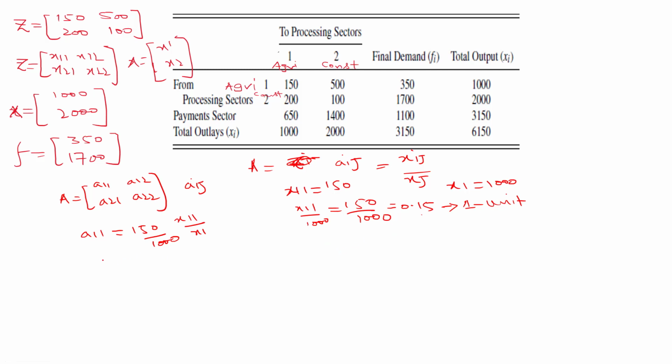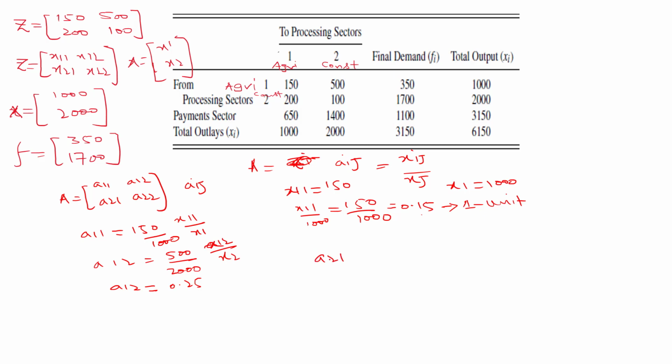Similarly for A12, the value is 500. So 500 divided by X2, because industry 1 is providing to whom? To industry 2. And what is the total output of industry 2? Industry 2 is the construction industry, and its total output is 2000. So we divide by 2000, and A12 will be 0.25.